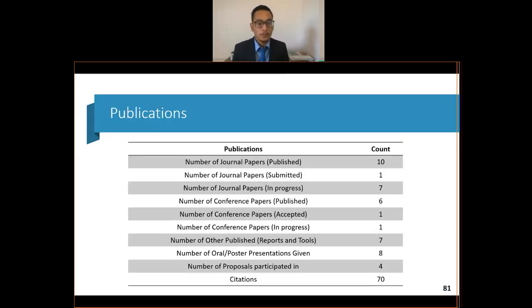These are a list of a few of my publications. I have so far published 10 journal papers. One is under review, and there are a few more in progress. I have 6 conference papers. One has been recently accepted. Besides that, I have a few reports and tools to which I have contributed as well. And I've also participated in 4 proposal preparations with Dr. Choi, and currently I have 70 citations on Google Scholar.